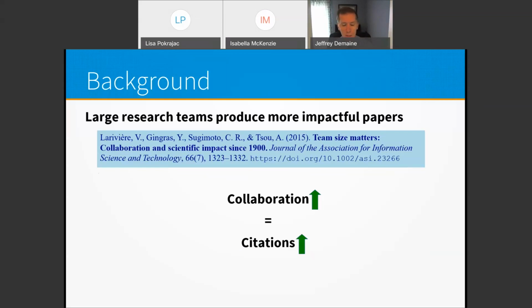The question I'm trying to get at is, what can fractional counting tell us about the changing shape of science? A little bit of background here that's kind of important. You might recognize the first author of this paper. He was our keynote speaker this morning. Vincent Lariviere wrote this quite interesting paper five or six years ago, talking about team size. Team size matters. It's a longitudinal study showing that the size of research teams has increased over the past century.